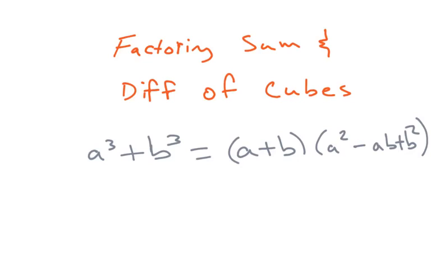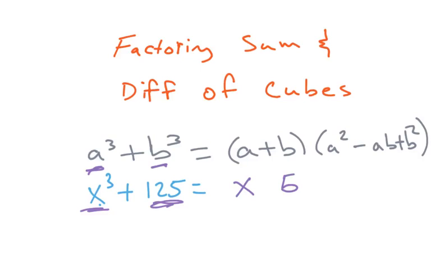And so if I give you a situation like x cubed plus 125, you just substitute into the formula. So x cubed is a cubed. If these are equivalent, then a is just the cube root of x cubed, which is x. And apply the same thing with 125. So 125 is b cubed. If you take the cube root of 125, you get 5.